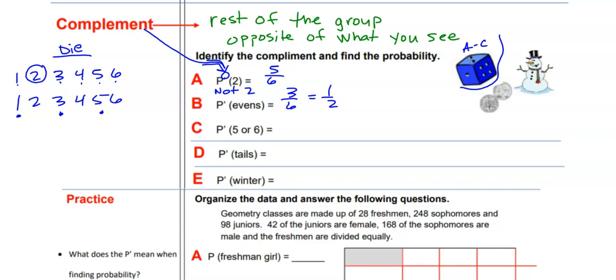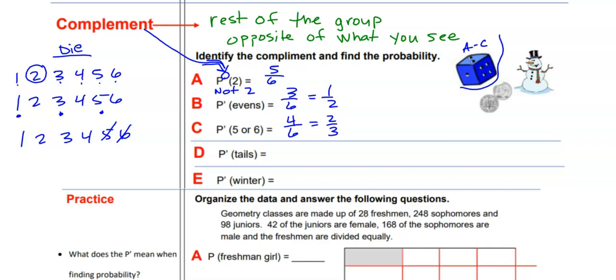Okay, and then letter C, 1, 2, 3, 4, 5, 6. We want to not get a 5 or a 6. So maybe you want to cross them off. Maybe that makes more sense. Not a 5 or a 6. There would be 4 possibilities left, which is the same as 2/3.